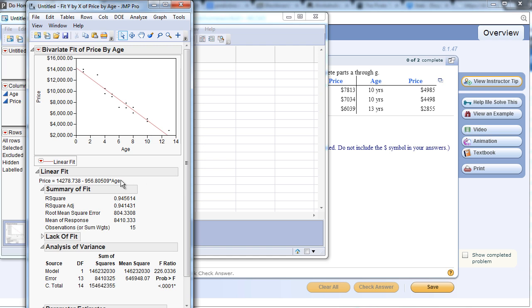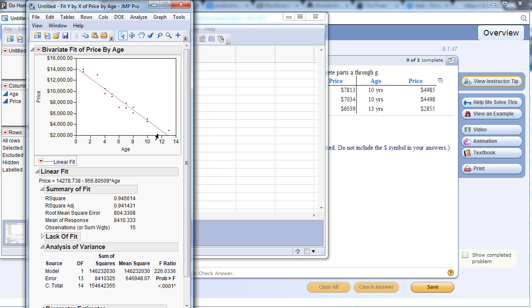The slope, very important to interpret also. The slope for this is for each additional year of age, a car will decrease in value $956.80. We need to make sure we can interpret the slope and the intercept in context of the problem. And for this problem, the intercept and the slope make sense. We know what a car with 0 years of age is. It's basically a brand new car. And we know that as a car gets an additional year of age, it's going to decrease in value, generally speaking.